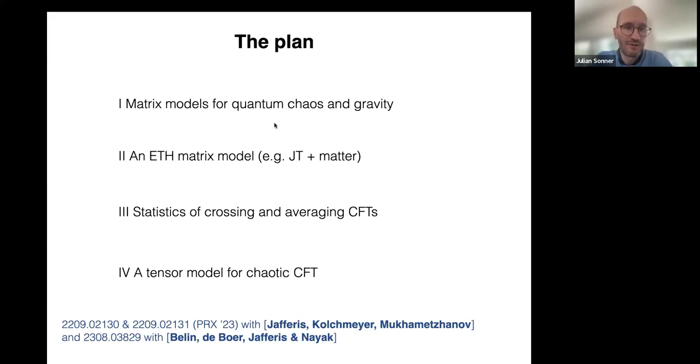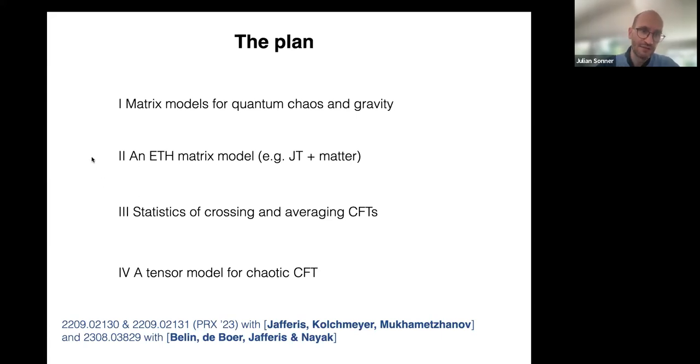Then I will go straight into new material, namely this thing which we called here the ETH matrix model, ETH standing for eigenstate thermalization hypothesis, and I will, of course, explain what I mean. And that has an immediate gravitational application, which was actually the first motivation to think about it, which is to 2-dimensional JT gravity plus matter.